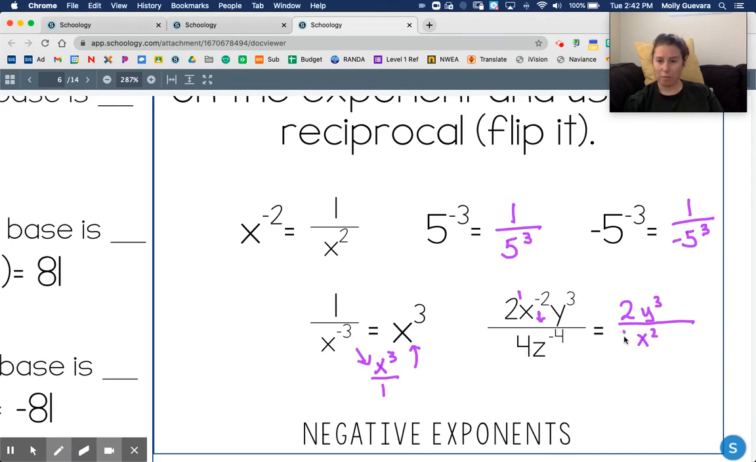Then I still have a 4 on the bottom. And then z to the -4th. I can't have a negative, so that needs to go up top. It becomes z to the positive 4. And then you can also reduce that 2 and 4. It becomes 1/2. So I have 1 over y to the third, z to the 4th, over 2x squared.